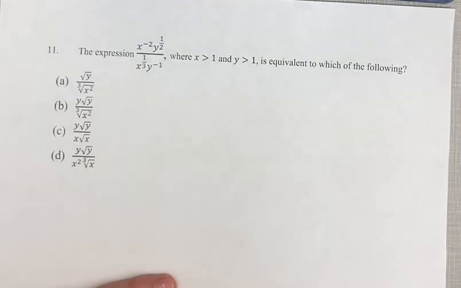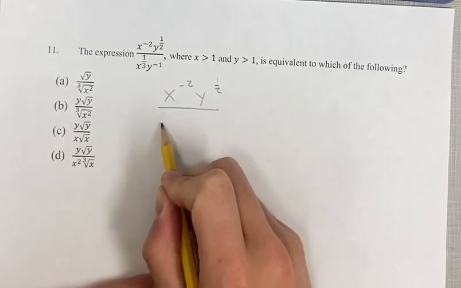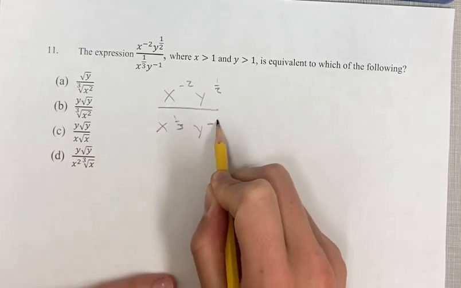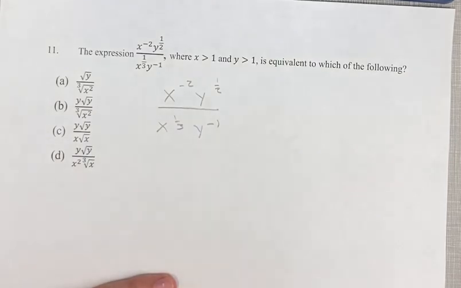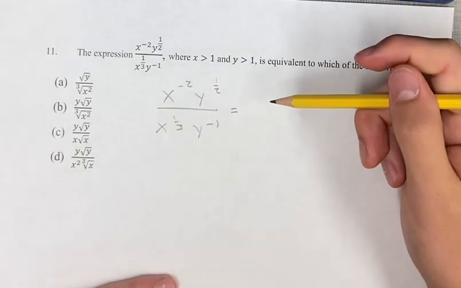In this problem we have the expression x to the negative 2, y to the 1/2 over x to the 1/3, y to the negative 1. So the first thing we're going to do here is use the quotient rule for exponents.